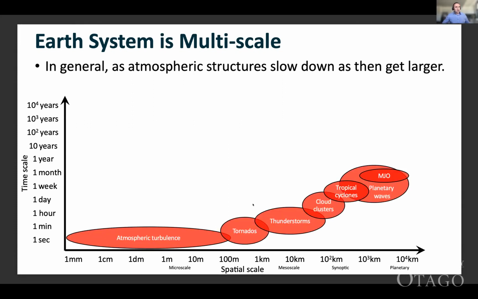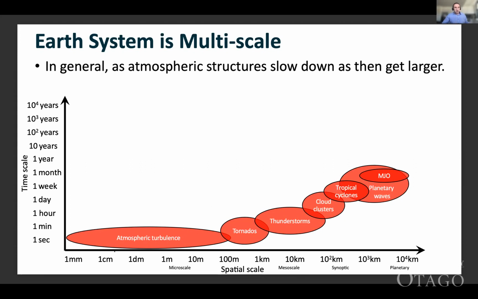So in the climate sciences and atmospheric sciences in particular, we've observed a whole bunch of different physical phenomena that we've given names to. In reality, this is a spectrum, but humans, we like to label things. So this is by no means an exclusive list. It's just a subset of the things that we've observed in the atmosphere.